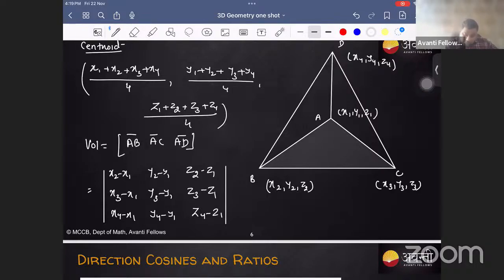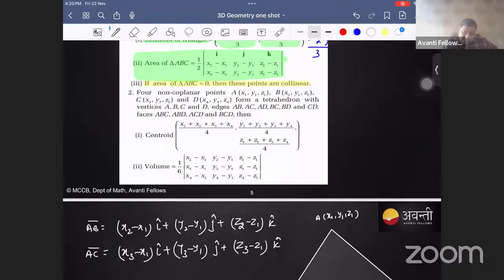So the volume of the tetrahedron is 1/6 of this, 1/6 of the box of AB, AC, AD. If AB, AC, AD are the coterminous edges of a parallelepiped, then this 1/6 won't come. It is directly the box of AB, AC, AD. Got it? So the volume of tetrahedron is like this. Am I clear?